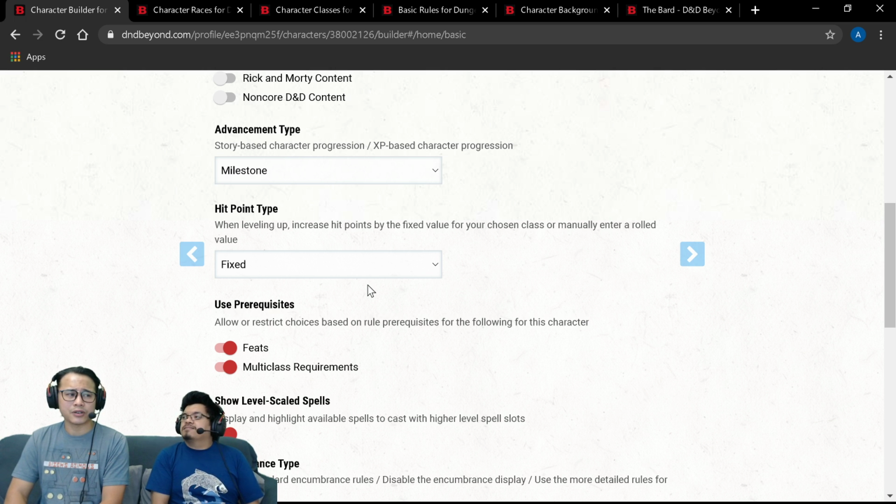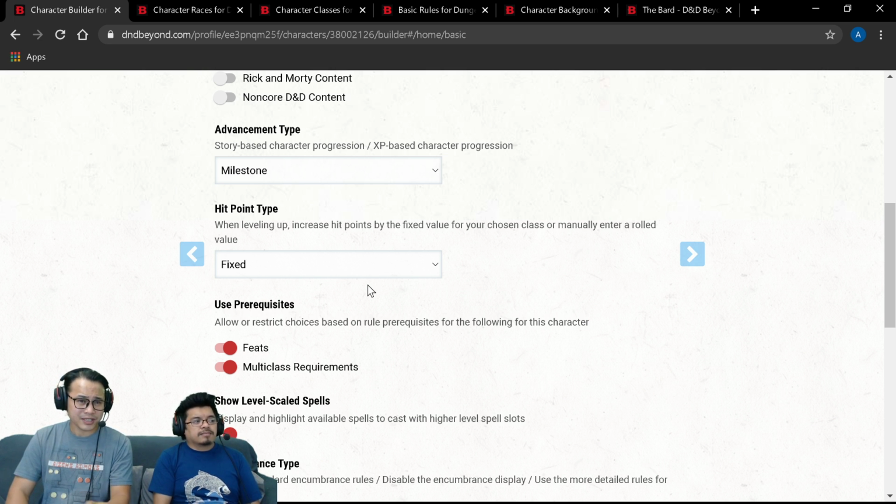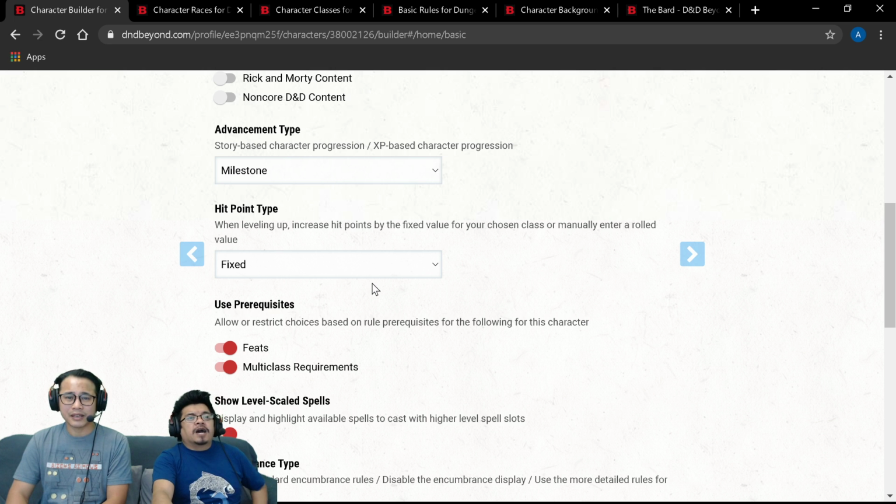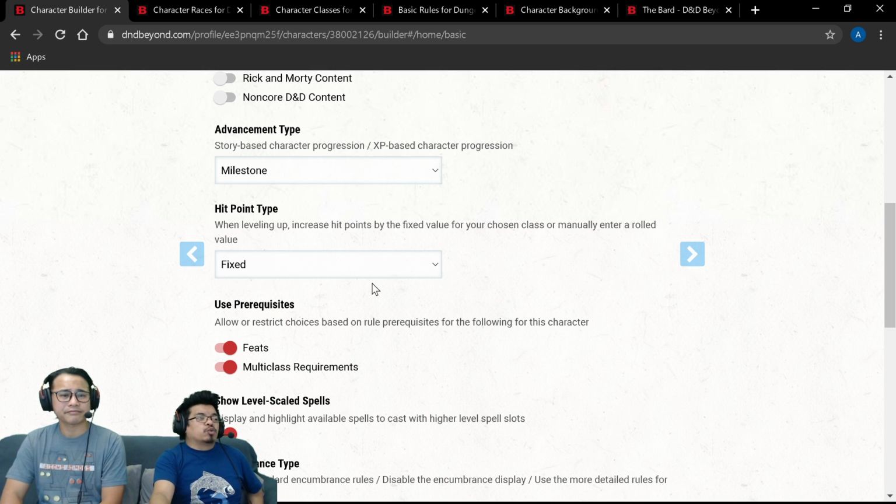Yes. So, there's an algorithm that D&D Beyond uses for fixed, and it's just fine. It's always the middle of the road amount of HP you could get per level. Whereas with manual, that's literally a dice roll. Are you going to roll a 1? Are you going to roll a 6, an 8, a 10? It all depends. For our purposes, we're going to keep it fixed because it would be terrible if we rolled 1s.